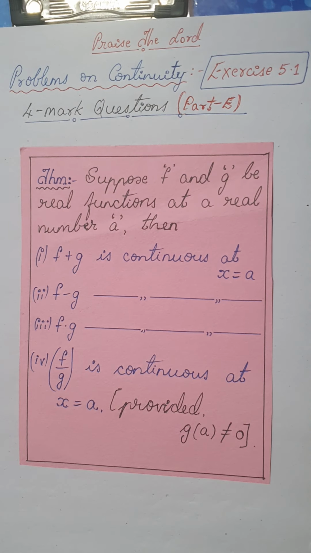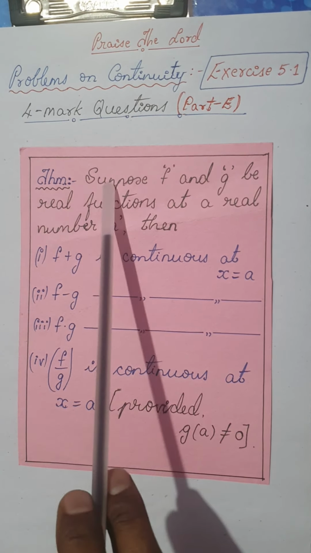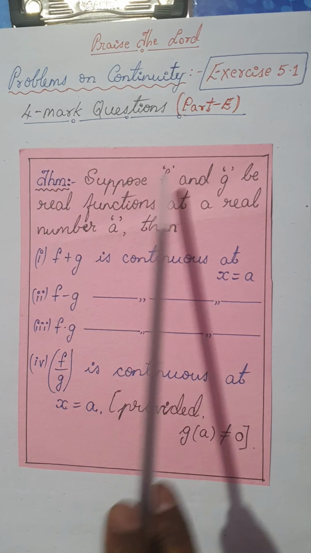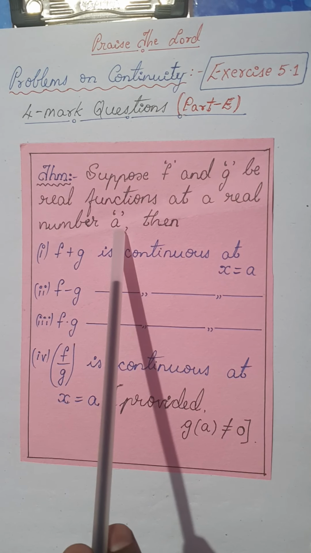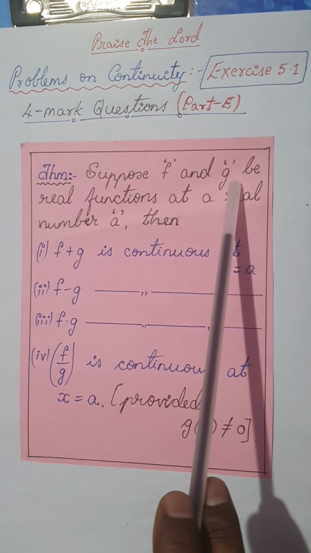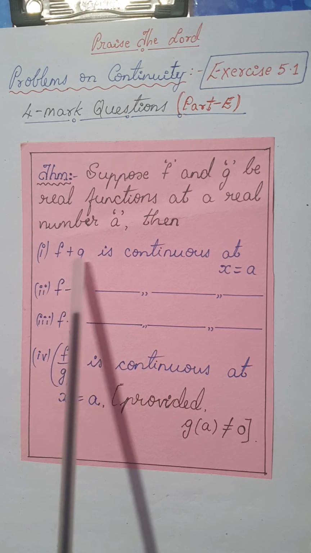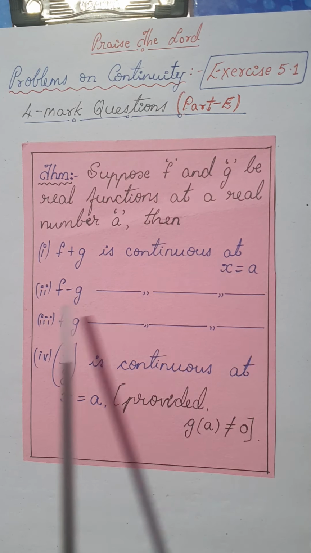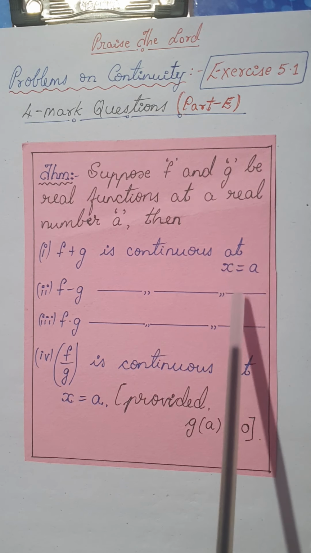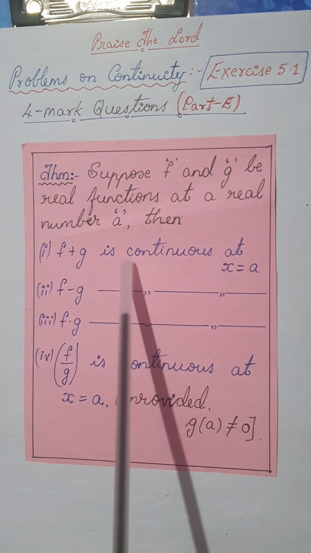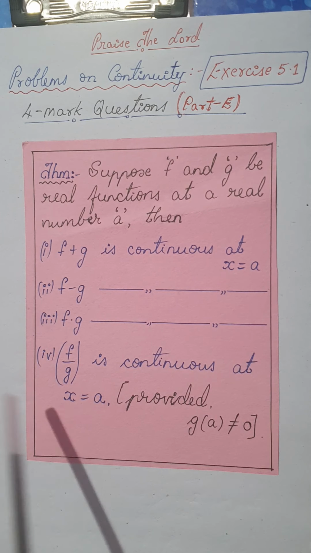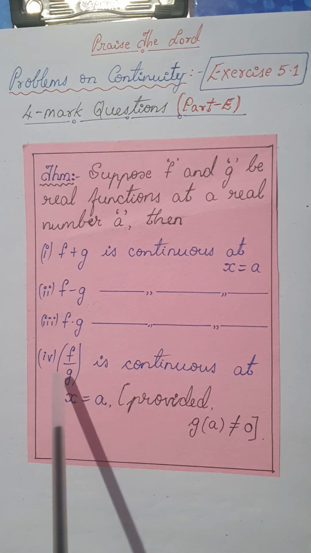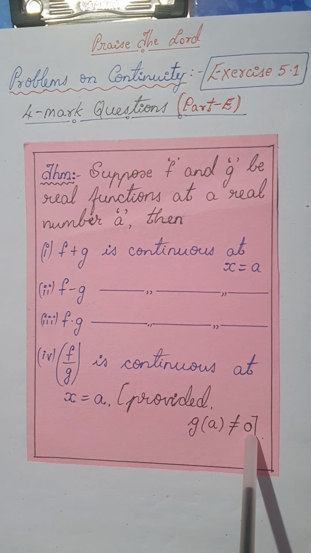There is one major theorem in continuity. Suppose f and g are two real functions and a is a real number. Now I'm considering two real functions f and g and a real number a. If f and g are continuous at x is equal to a, then f plus g is also continuous at x is equal to a. Next, f minus g is also continuous at x is equal to a. f into g is also continuous at x is equal to a, and f divided by g is continuous at x is equal to a, provided g of a is not equal to 0.